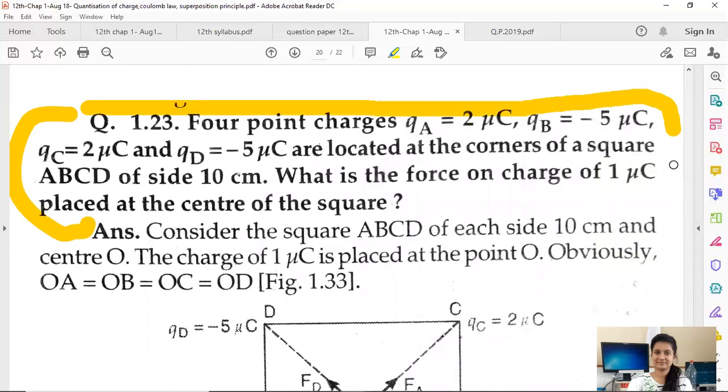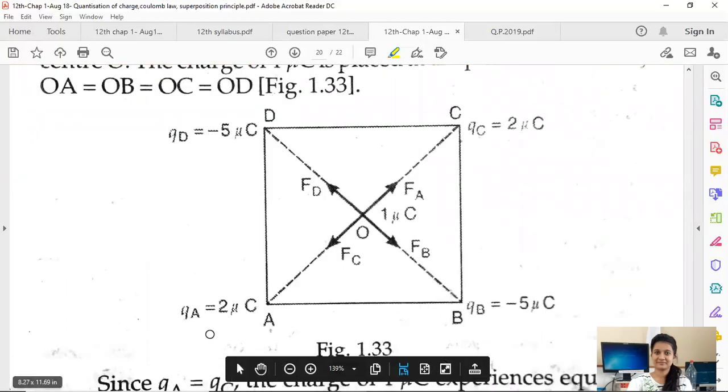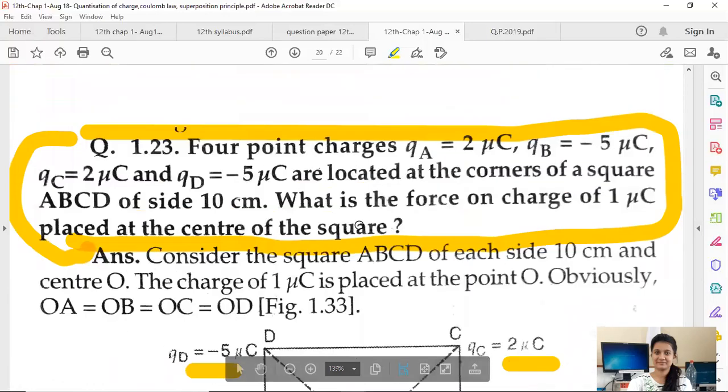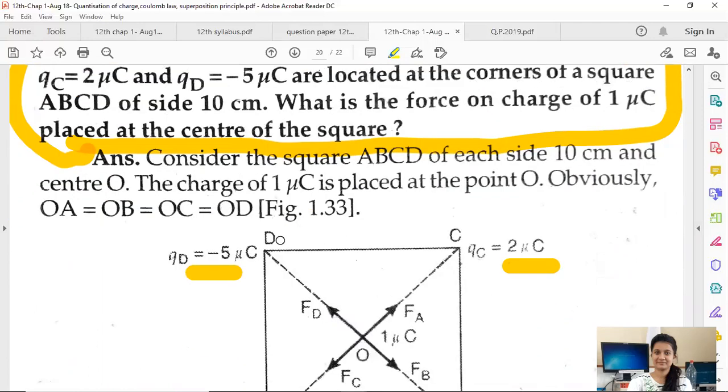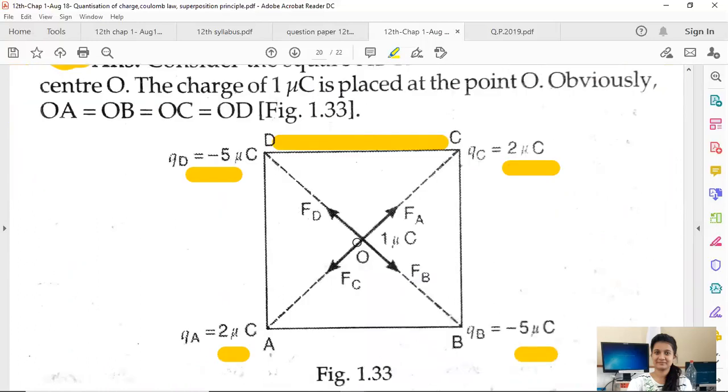This is the numerical for superposition of electrical force. Four point charges are located at the corners of square ABCD. At A, 2 microcoulomb, at B, minus 5 microcoulomb, at C, 2 microcoulomb, at D, minus 5 microcoulomb. The charges are located at the corners of ABCD, of side 10 centimeter. What is the force on a charge of 1 microcoulomb placed at the center of the square? What is the net force acting on this 1 microcoulomb?